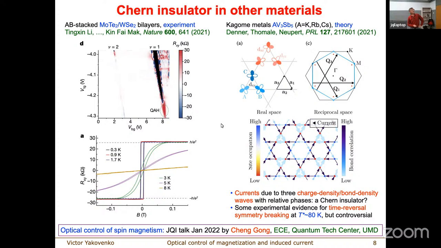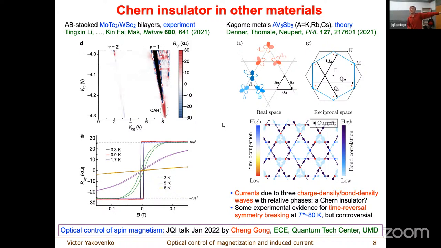Maybe the last thing I wanted to mention is optical control of spin magnetism. I told you about optical control of orbital magnetism, but you may ask, what about spin magnets? In fact, this is a very active area of research. In particular, Professor Cheng Gong, an assistant professor in electrical engineering here at UMD, gave a talk here at JQI in January. They actually use a spin magnet, an iron-based magnet, and use circularly polarized light to read and write spin magnetization.